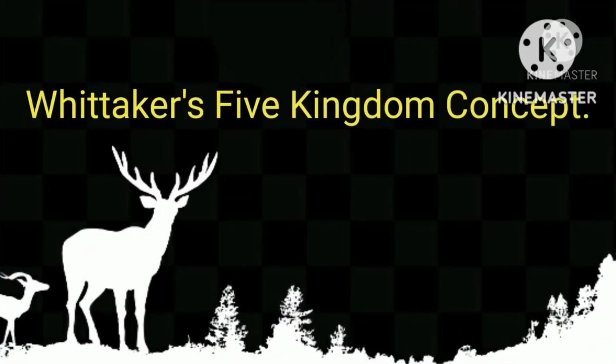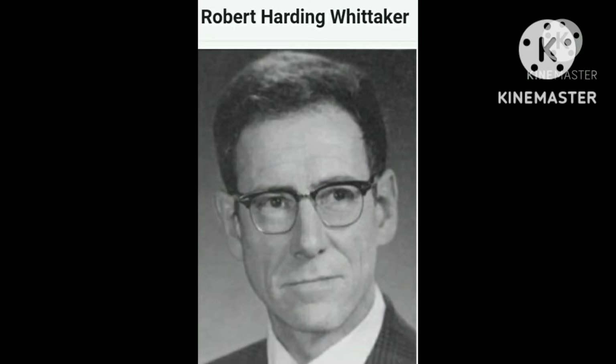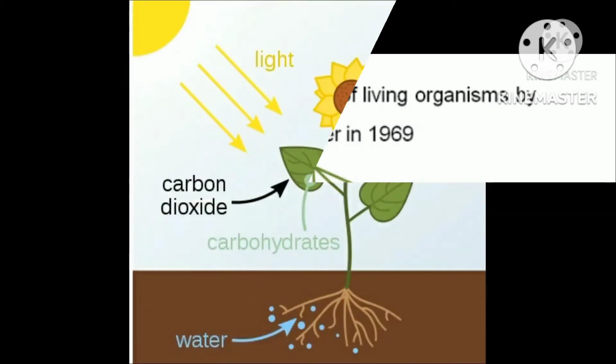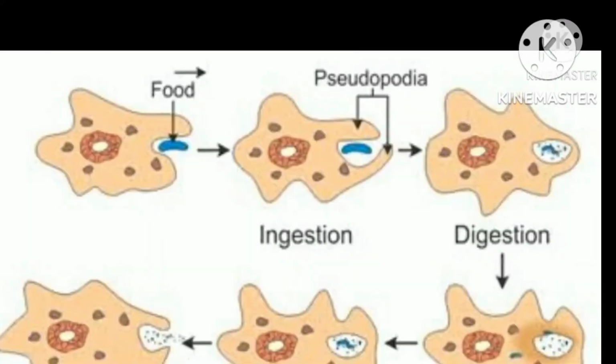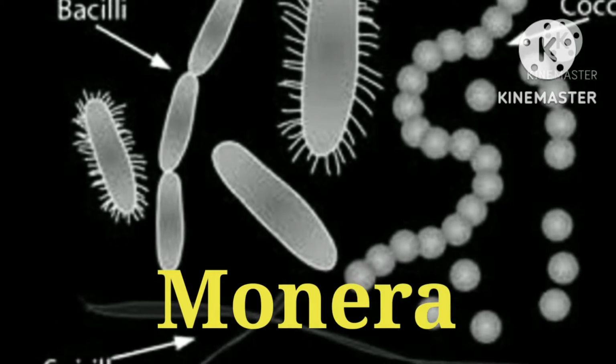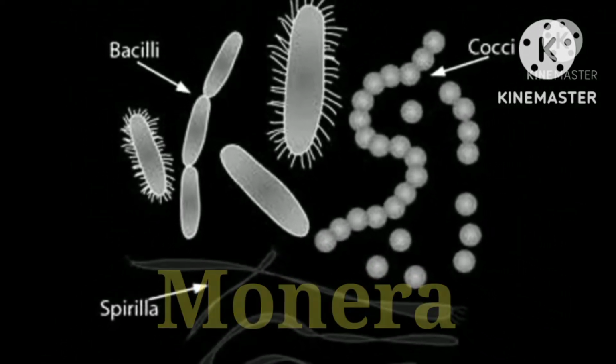Whittaker's five-kingdom concept. The five-kingdom classification was proposed by R.H. Whittaker. The system of classification is based on three levels of cellular organization, which evolved to accommodate three principal modes of nutrition: photosynthesis, absorption, and ingestion. The prokaryotes are included in the kingdom Monera. They lack the ingestive mode of nutrition.